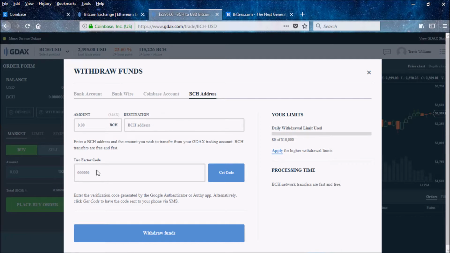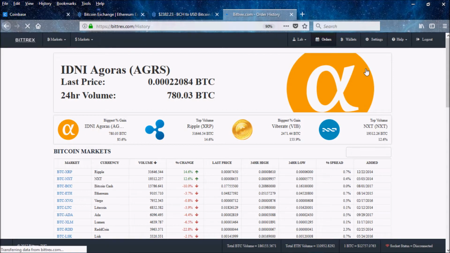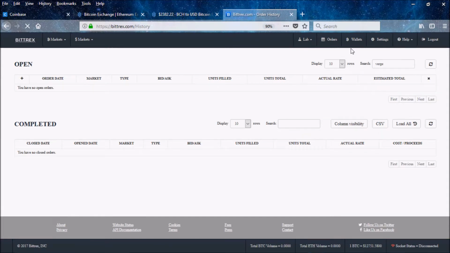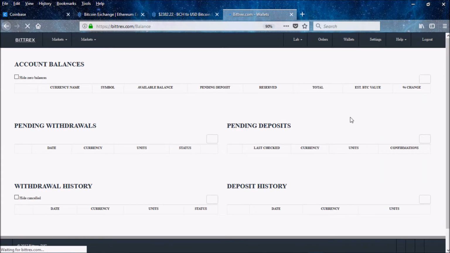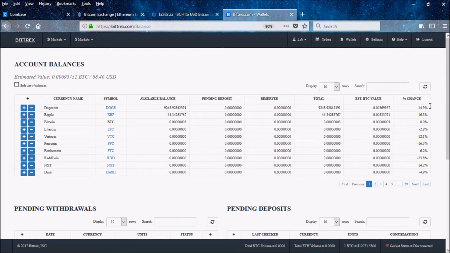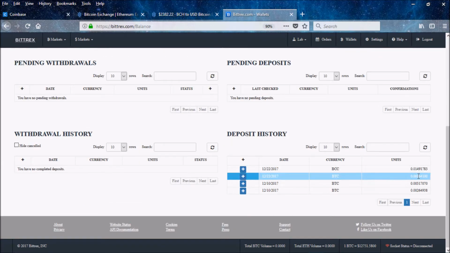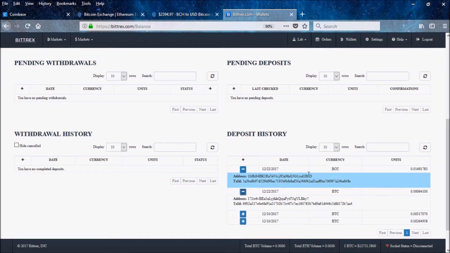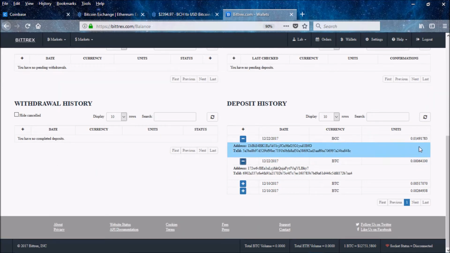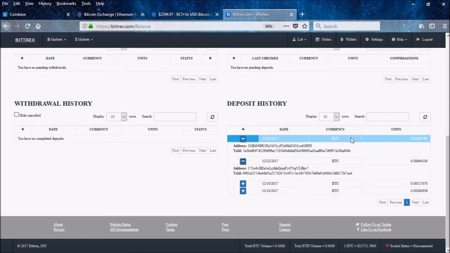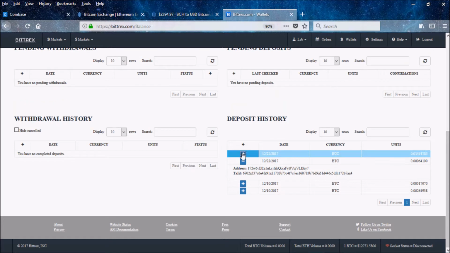Then you would put in your two-factor code, and then you would withdraw funds. Once you withdraw the funds, I'll show you guys my orders. It's actually going to come over to your account in total. And once it comes over to your account, you're going to see the transactions right here. These are transactions I've done. One was for BCC because I accidentally did that, and then one's for Bitcoin.